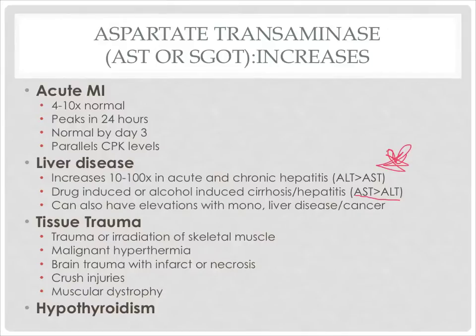You can also have elevations with conditions like infectious mononucleosis and other liver diseases or cancers. Tissue trauma, either from direct trauma or irradiation of skeletal muscle, malignant hyperthermia, brain trauma, crushed injuries, muscular dystrophy, in those areas too, you will see an elevated AST. In addition, with hypothyroidism, you will probably see an elevated AST. The area here that you really are going to need to focus on, and where AST is going to be more important to you, in my clinical opinion, is going to be in the area of liver disease. So that's important to understand.